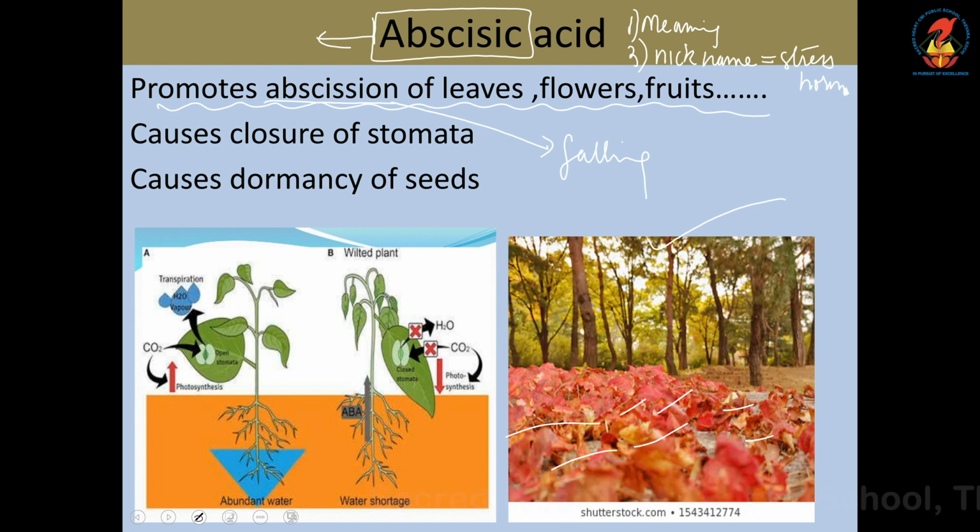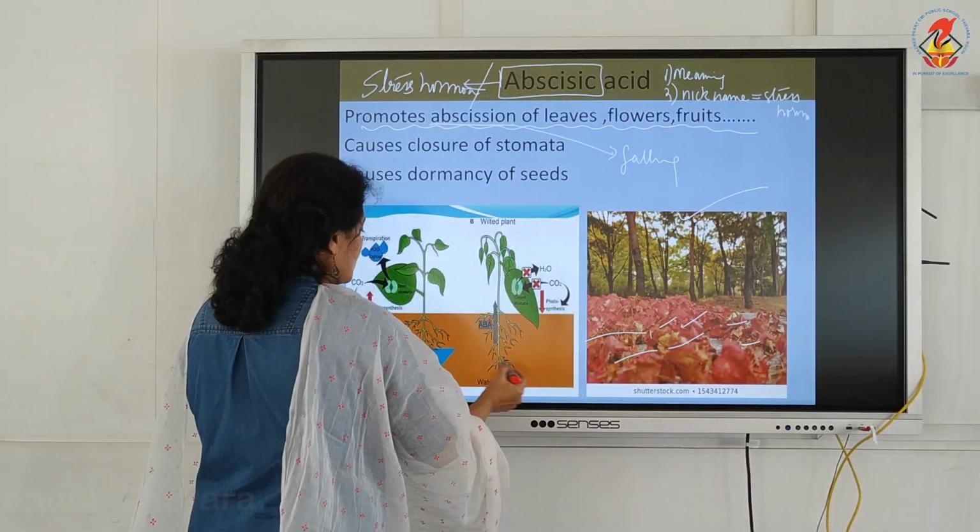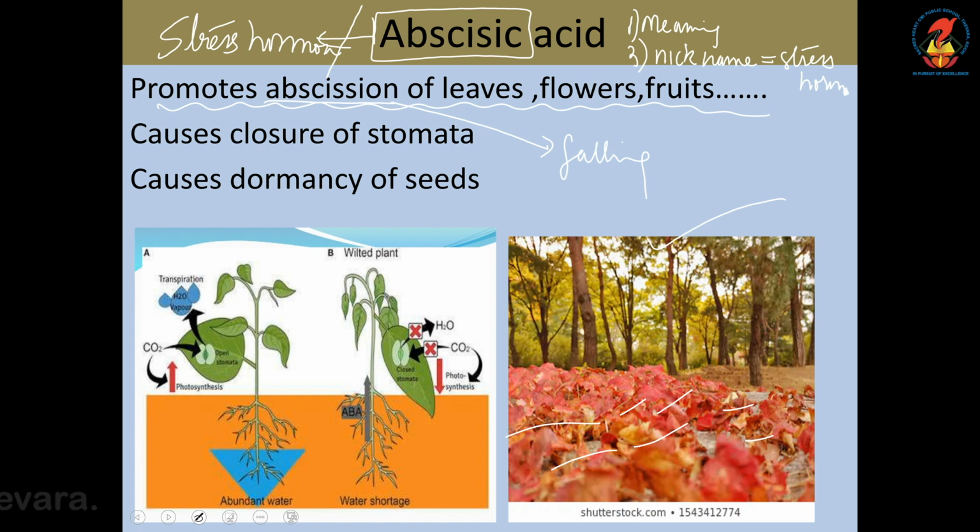Why is it called stress hormone? So, I am giving here abscisic acid or stress hormone. Why is it called stress hormone? The stress that plants face is water stress. So, I have pulled out a plant which shows water stress. This plant A shows abundance of water. See, and because water is abundant, it does not hinder photosynthesis. It grows, and look at the leaf lamina, broad and healthy plant.